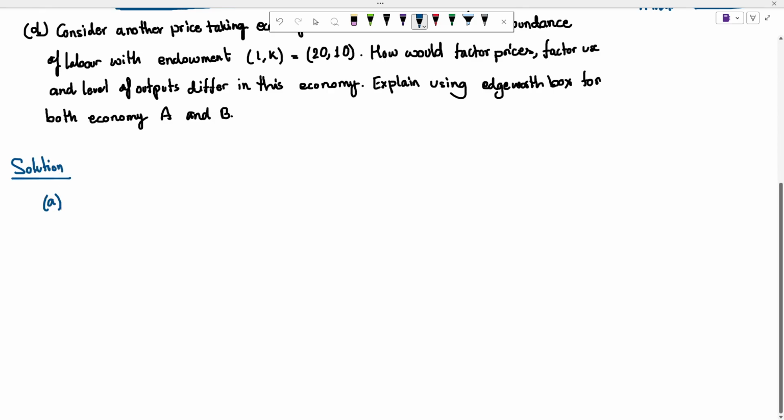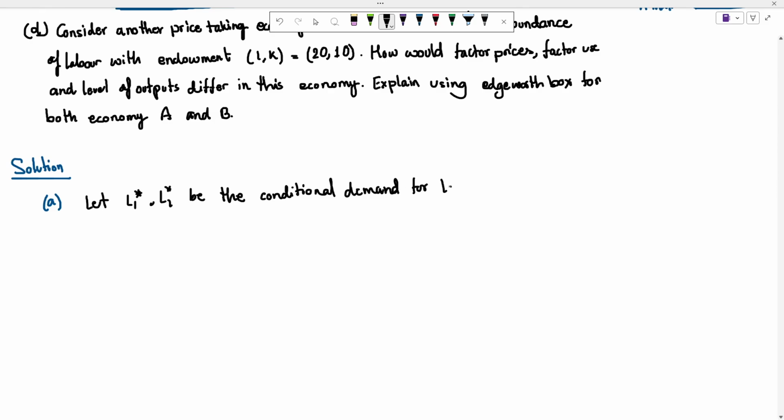Right? So A, we need to find the conditional demand. So let L1 star, L2 star be the conditional demand for labor for good 1 and 2 respectively.